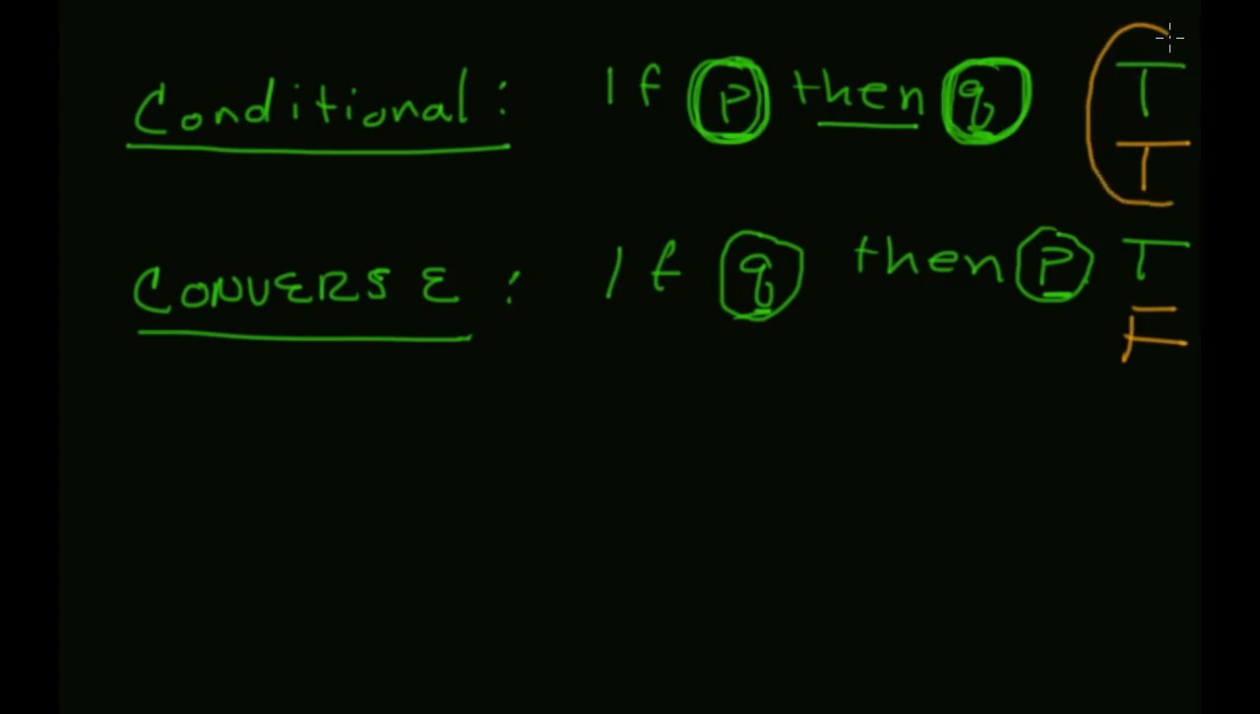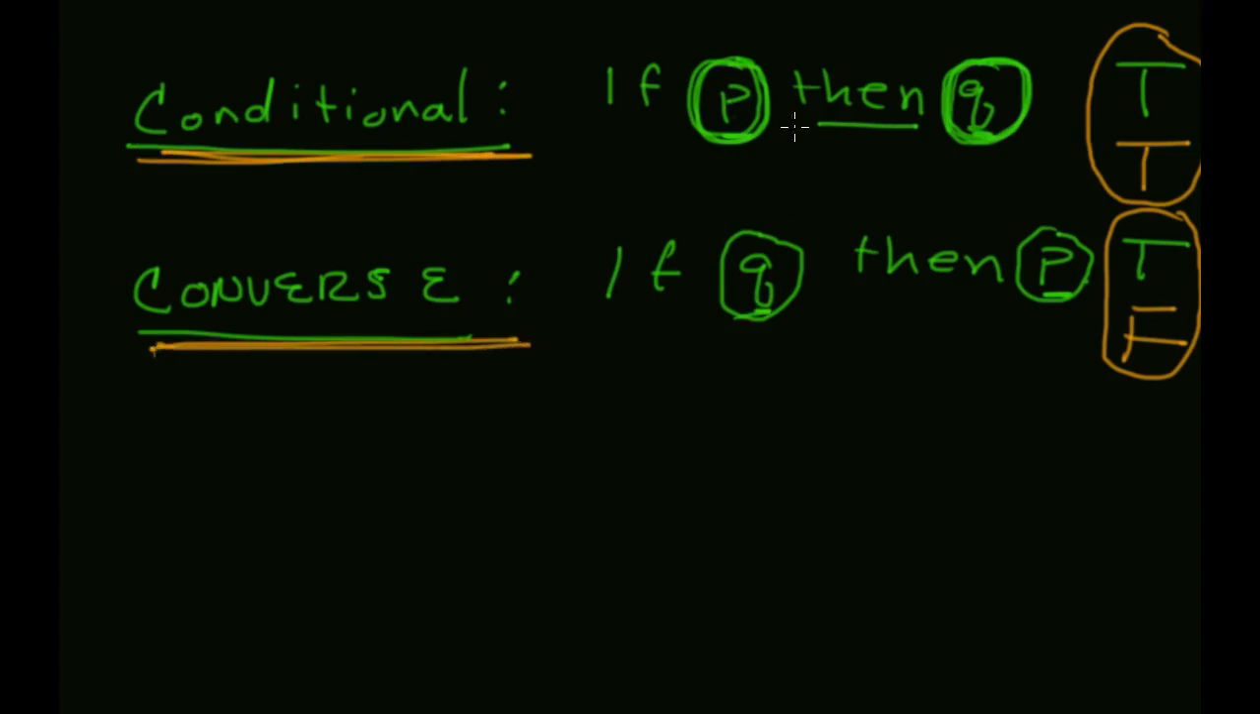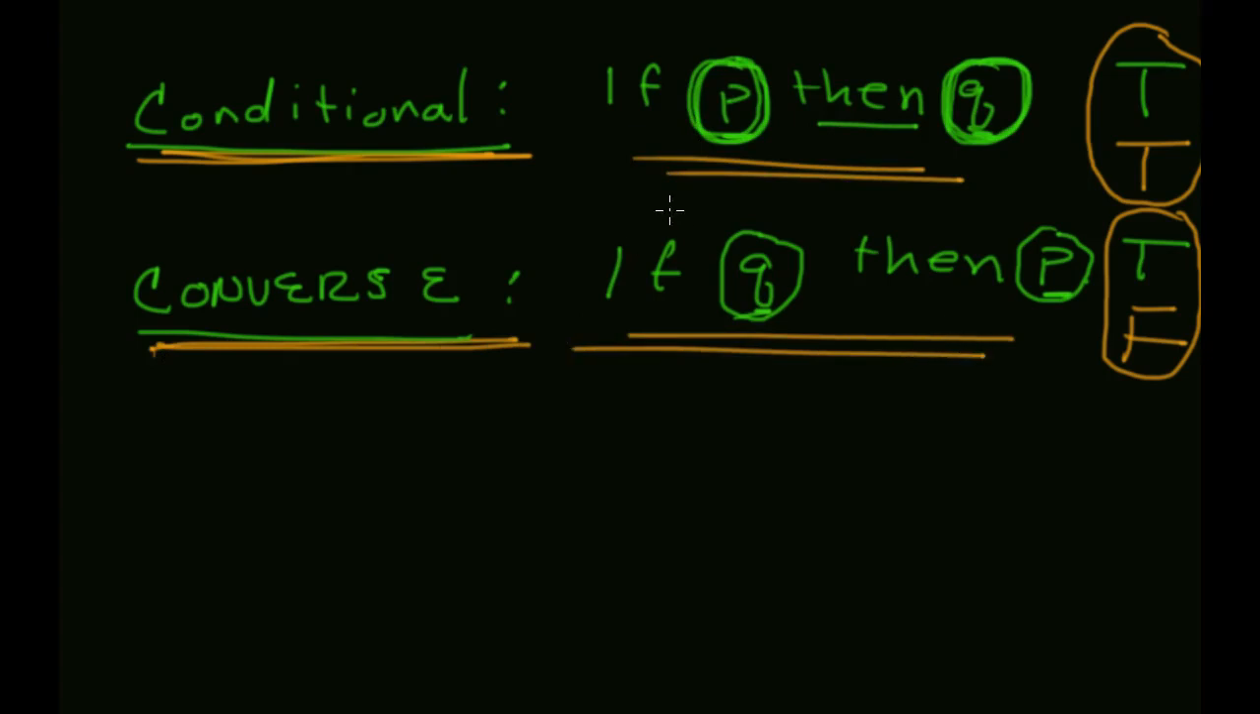I can have the conditional be true, and I can end up with a converse that's either true or false depending on the circumstances. So the truth value of the converse has nothing to do with the truth value of the conditional. Just because you know this is true doesn't mean you know anything about this. So these are unhooked. Their truth values are not the same.